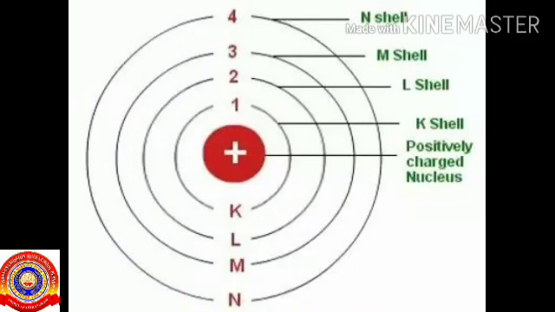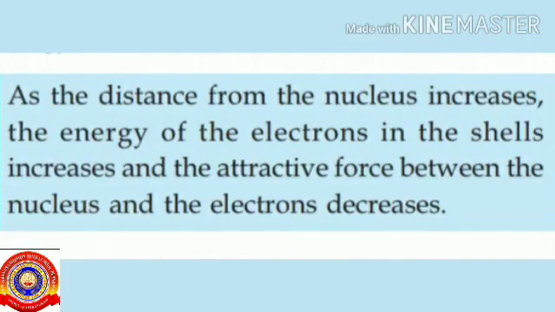Students, you have learned about various atom models in 9th standard, haven't you? According to Bohr atom model, the electrons are arranged in various shells around the nucleus, and they are filled in the increasing order of energy. Remember, as the distance from the nucleus increases, the energy of electrons in the shells also increases. So what happened to the attractive force? The attractive force between the nucleus and electrons decreases.